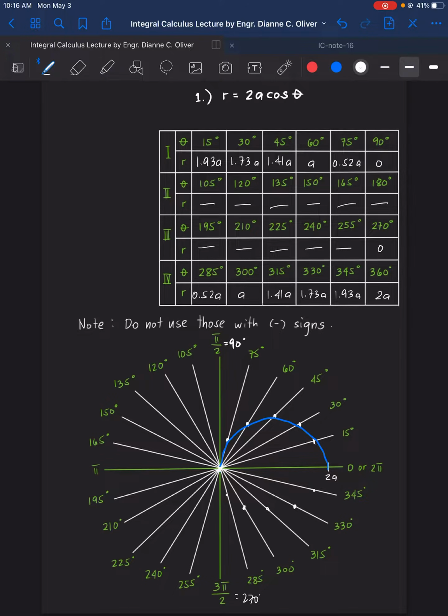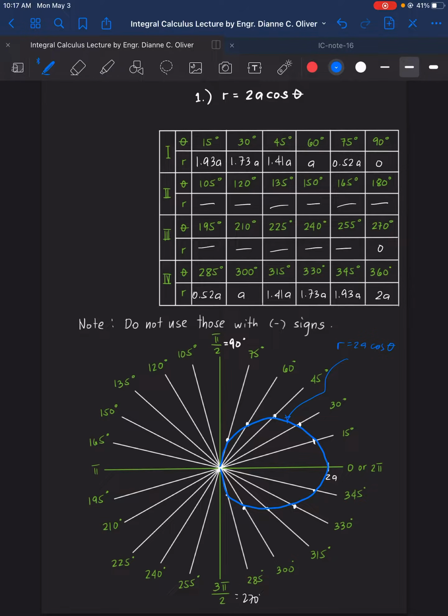So it's okay if the sketch is not that perfect. The point is we get to have an idea how the curve looks like. That's why we are sketching the curve. Unless you're using AutoCAD, so you can perfectly plot the curve. So this is now our curve. The boundary is r equals 2a cosine theta.